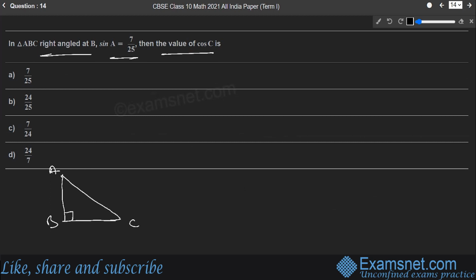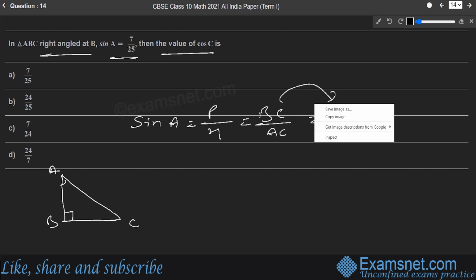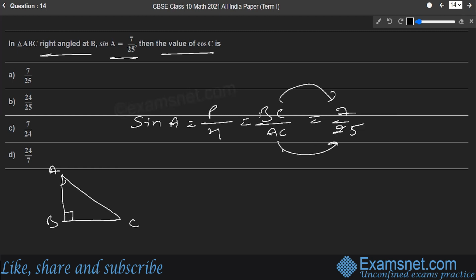So angle A. Sine of A will be perpendicular over hypotenuse. So perpendicular for angle A becomes simply BC, and hypotenuse becomes AC. So they have given the sine A value as 7 by 25. So let us say the BC value is 7 only and AC value is 25 only. So let us name BC as 7 only and AC as 25 only.